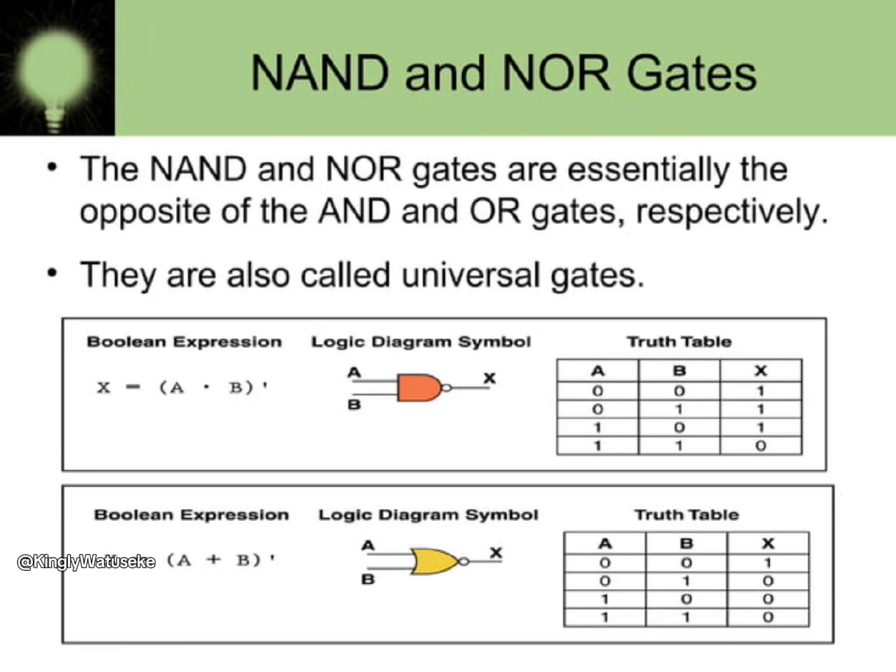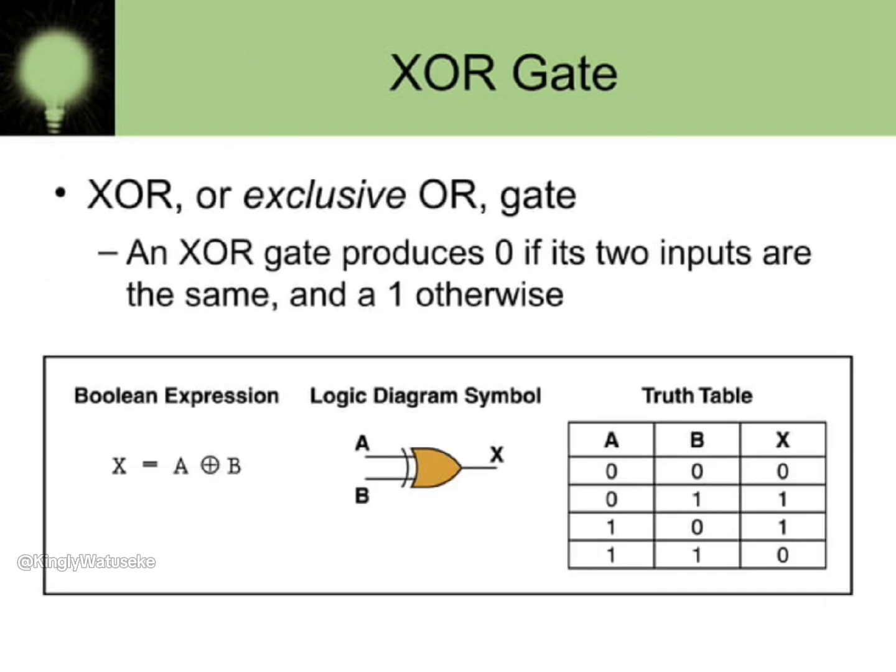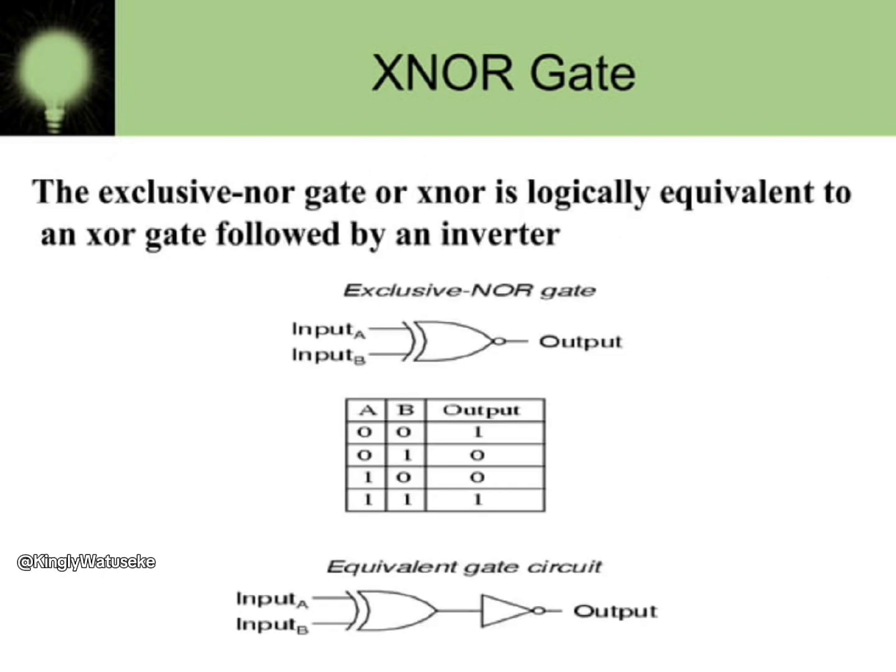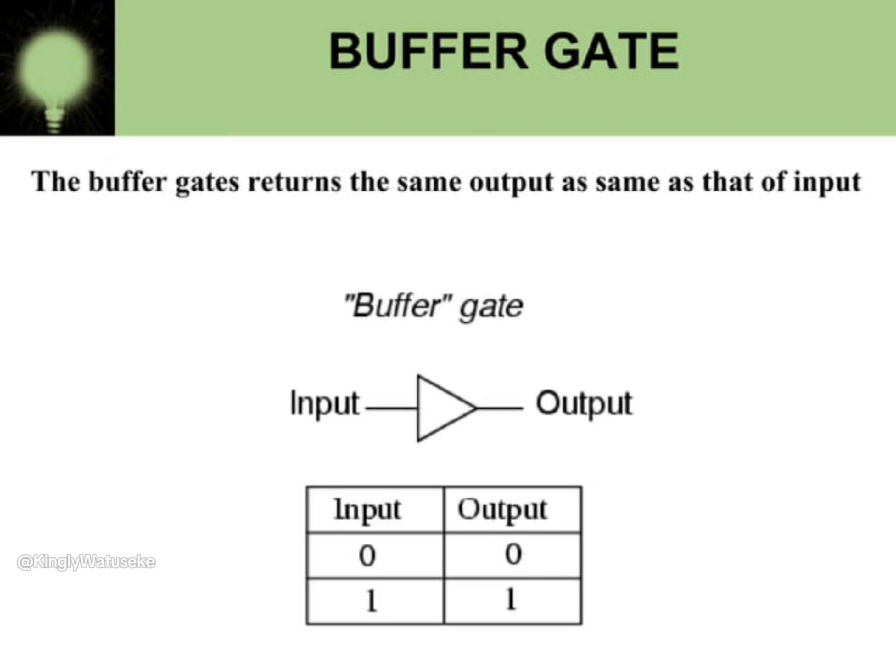NAND and NOR gates. The NAND and NOR gates are essentially the opposite of the AND and OR gates, respectively. They are also called universal gates. XOR gate. An XOR, or exclusive OR, gate produces 0 if its 2 inputs are the same and a 1 otherwise. XNOR gate. The exclusive NOR gate, or XNOR, is logically equivalent to an XOR gate followed by an inverter. Buffer gate. The buffer gate returns the same output as its input.